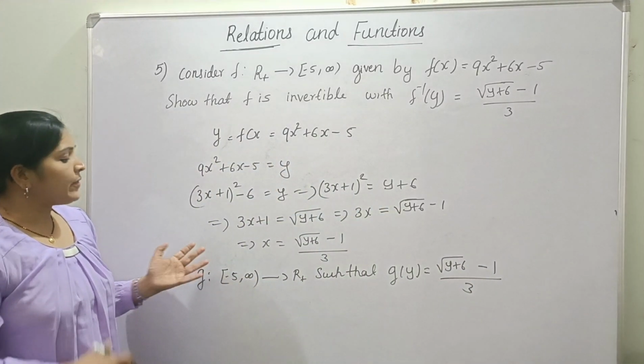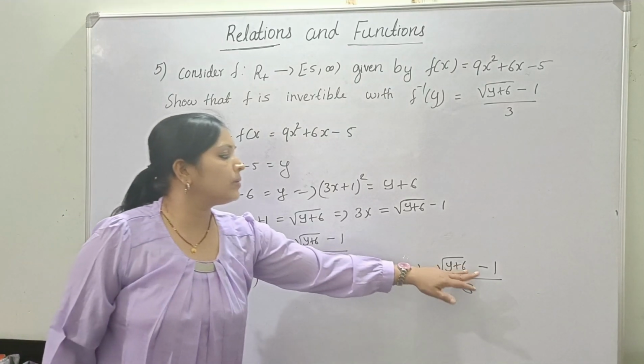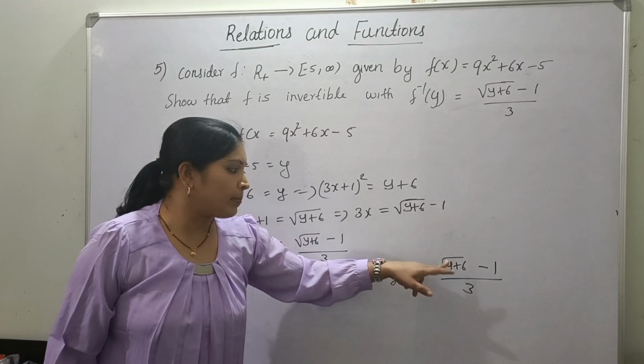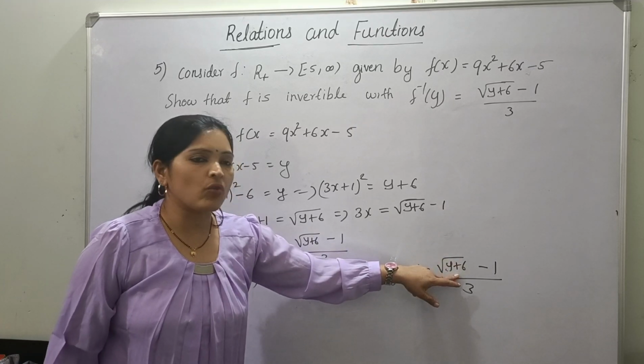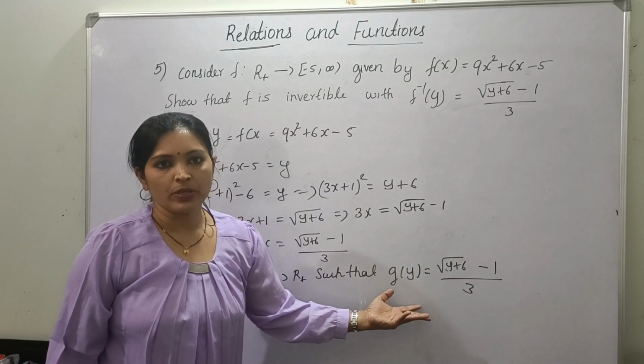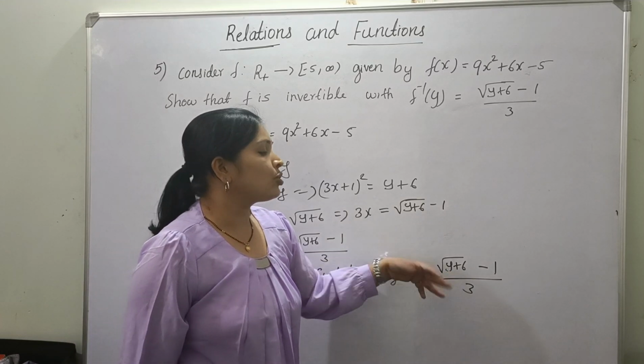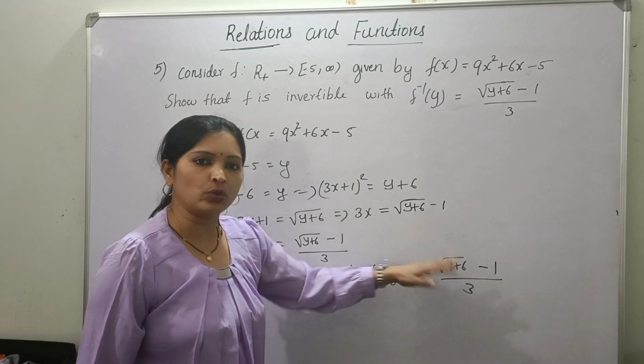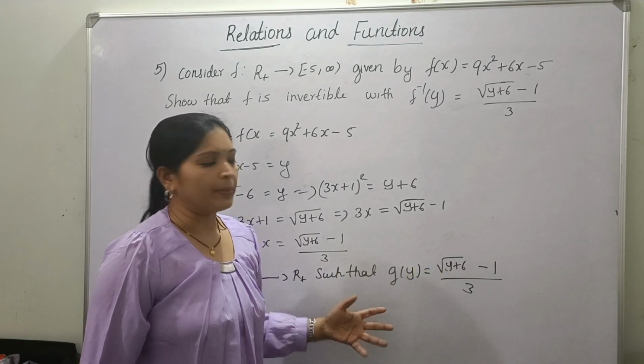See, from minus 5 to infinity, you will get a real number, right? Because see, if you substitute minus 5, it will be square root of 1, 1 minus 1, it is 0. Or you can substitute minus 4, that is minus 4 plus 6, square root of 2, so it will be a real number, right?